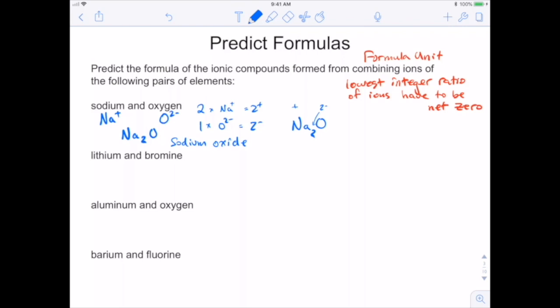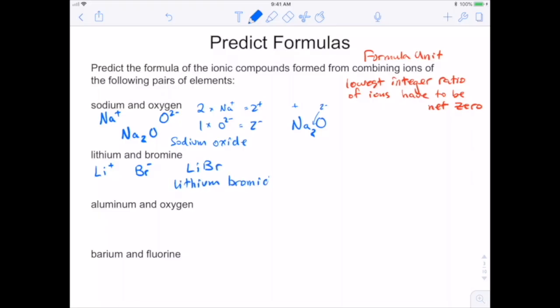Well, lithium, Li, that's also in group 1, so that's going to lose 1 electron and become a plus charge. Bromine is in group 7A, or group 17, right? Bromine, Br, is going to want to pick up 1 electron, Br minus. So this is an easy one. It's 1 plus and 1 minus, so that's going to just form a 1-to-1 ratio to give us net zero. We would call this lithium bromide.